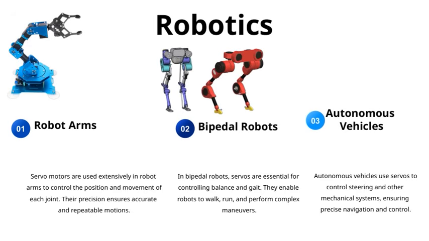Finally, in autonomous vehicles, servos are used to manage systems like steering, brakes, and other mechanical functions. This precise control is what enables these vehicles to navigate safely and smoothly, responding dynamically to their environment. Overall, whether it's a robotic arm, a walking robot, or an autonomous car, servos provide the accuracy and responsiveness needed to bring these machines to life. They're a fundamental component that helps bridge the gap between mechanical systems and intelligent, autonomous operation.